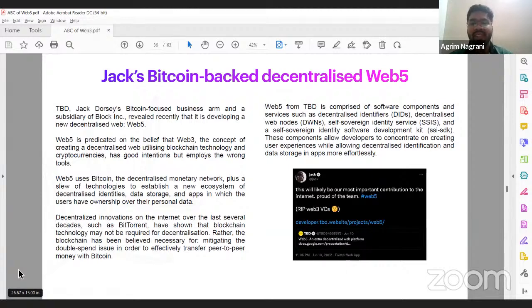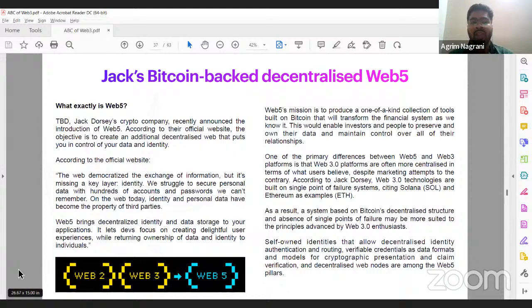For this, he has already invested billions of dollars and onboarded VCs for creating the Web5 decentralized web. Their Web5 mission is to produce a collection of tools built on Bitcoin that will transform the financial system as we know it. So this will enable investors as well as people to preserve their own data and maintain control of all their relationships, and whatever data they want to reveal, they can decide accordingly. The authority remains in the user's hand. Whatever they want to reveal, they can do that, as well as hide, depending on the person.